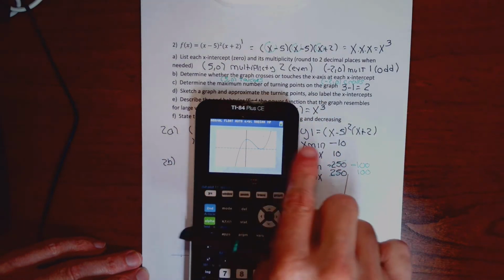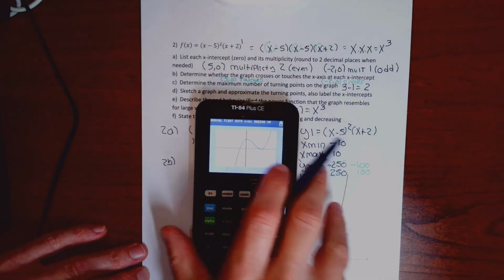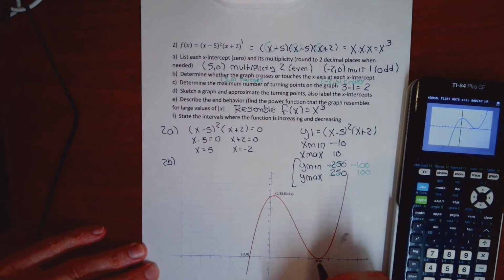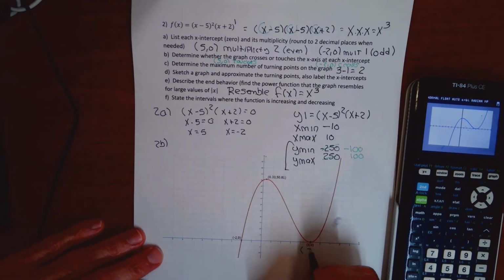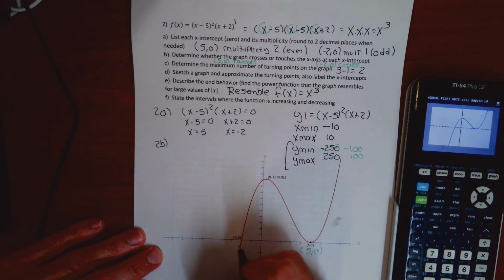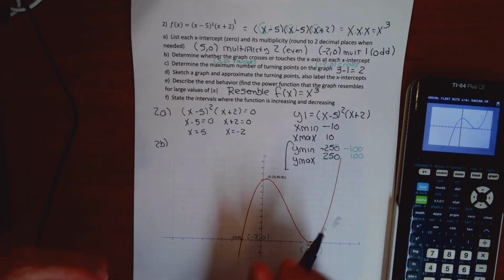Eventually, I'm just going to transfer this graph onto a blank graph. And specifically, I'm going to make sure to get the x-intercepts proper. The x-intercept of 5, 0, and the graph touches the x-axis there. At the x-intercept of negative 2, 0, the graph crosses the x-axis.